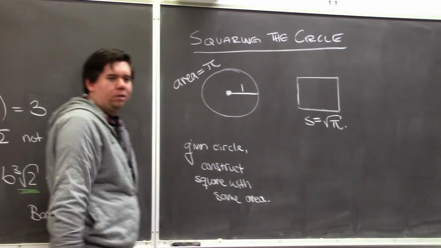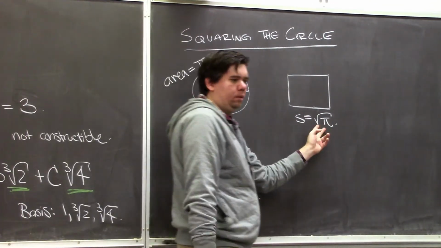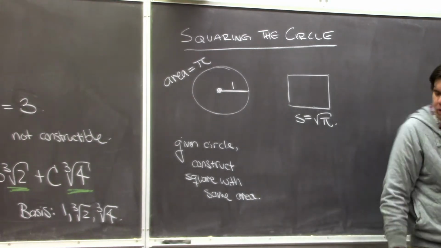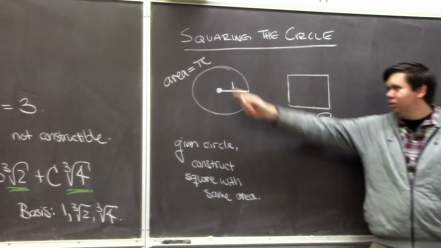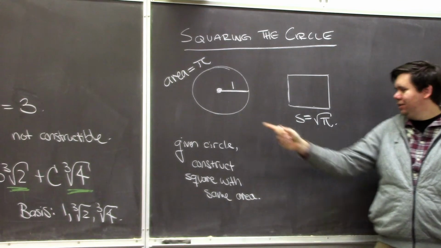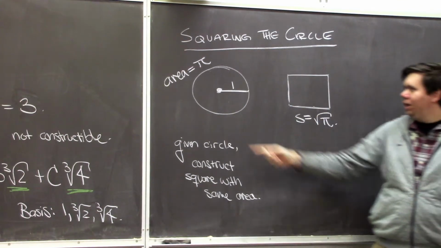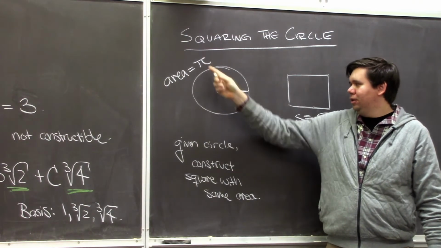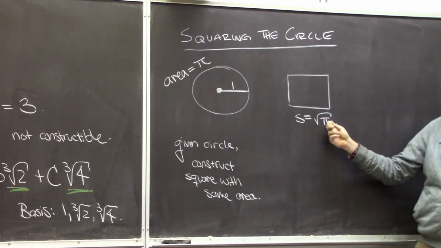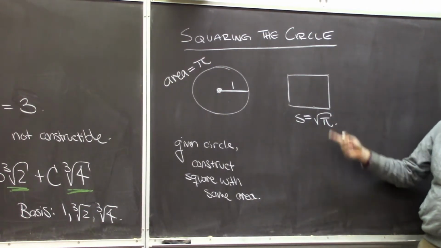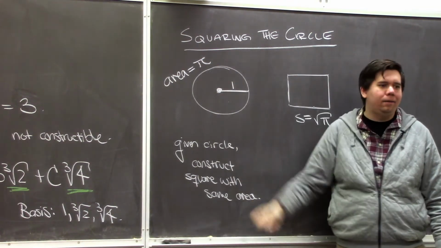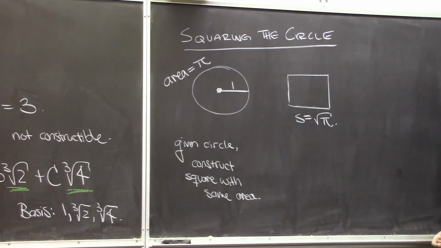So can we construct the square root of pi becomes the question. Well, if we could construct the square root of pi, then we could construct pi, because you can just multiply it by itself. And if you can construct pi, you can also construct square roots of those things, so you can construct the square root of pi. So really the question is just, can you construct pi? Or equivalently, the square root of pi.